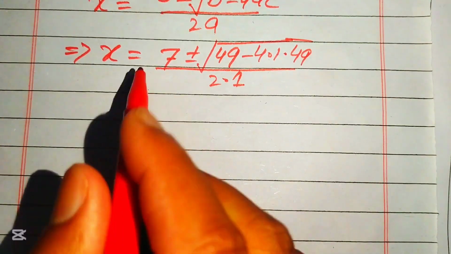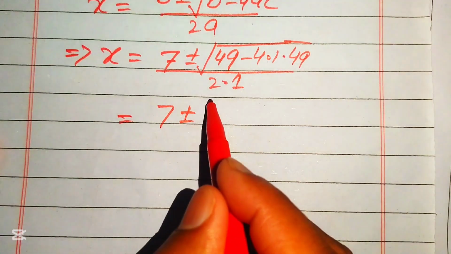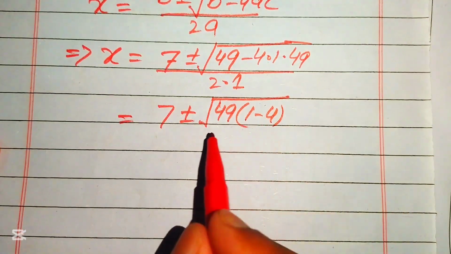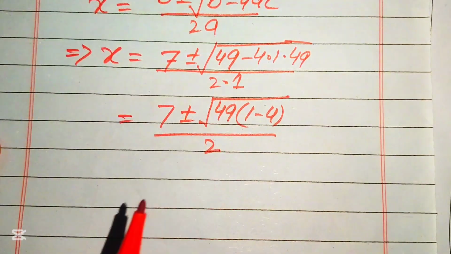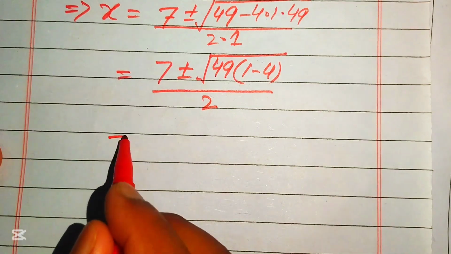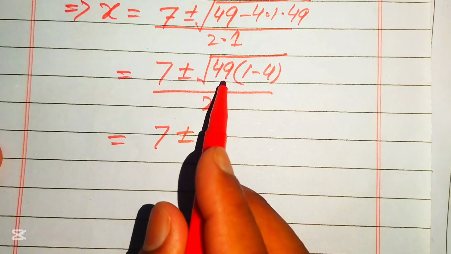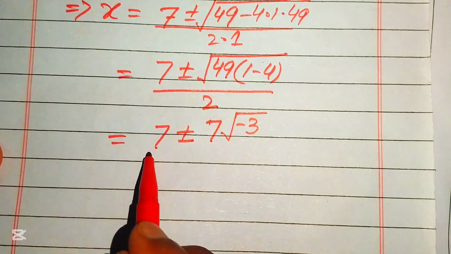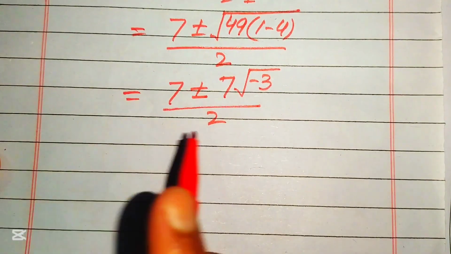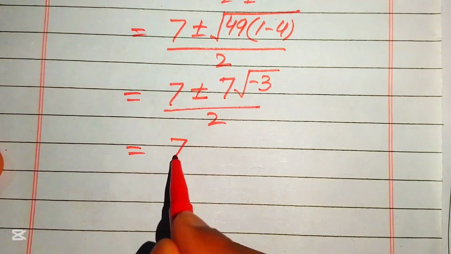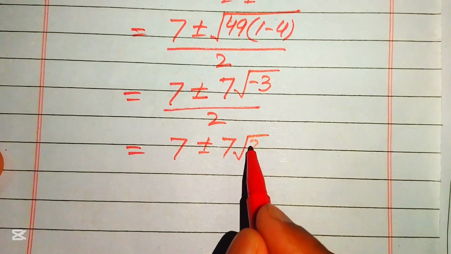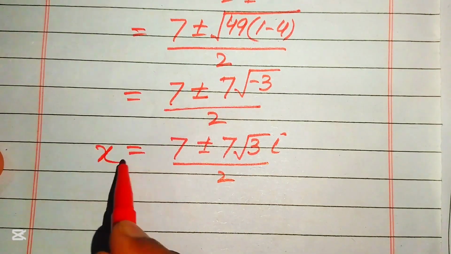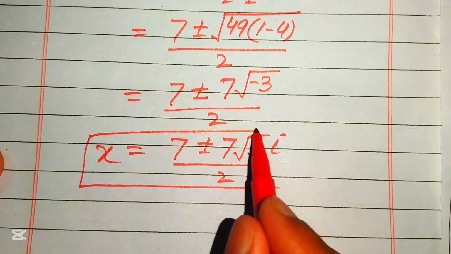Further in the next step we need more simplification, and we write it as 7 plus or minus the square root of, here we take 49 common, and the remaining value is 1 minus 4, divided by 2 times 1, which is 2. So here we write 7 plus or minus, we know that the square root of 49 becomes 7, and 1 minus 4 becomes minus 3, divided by 2. We know that when a negative sign is inside the square root, it becomes iota, and it will be written as 7 plus or minus 7 times the square root of 3 times iota, divided by 2. So these are the other two complex roots of the given equation.